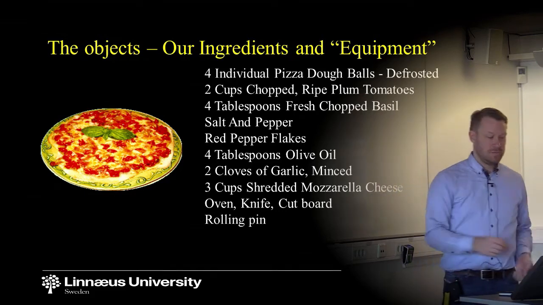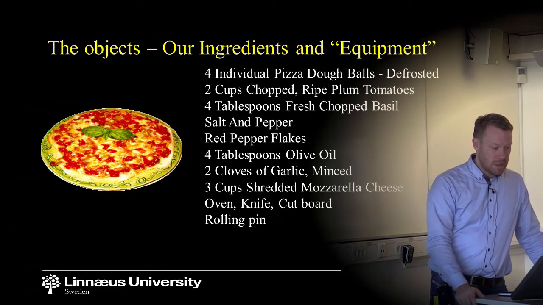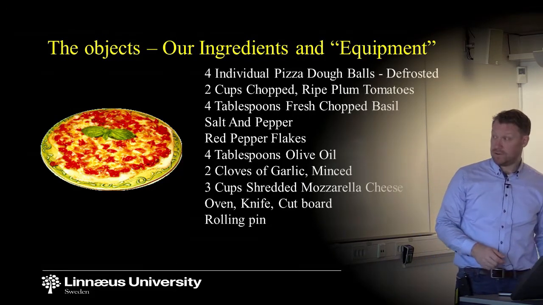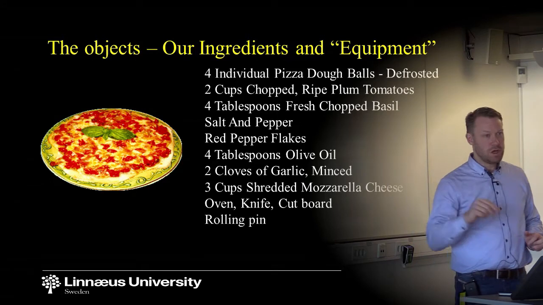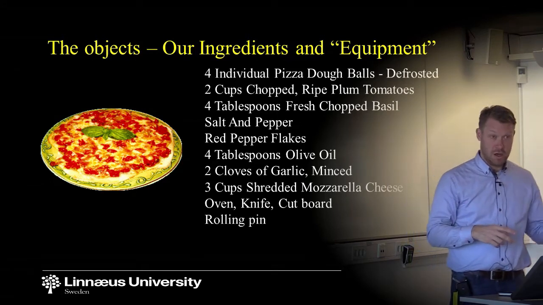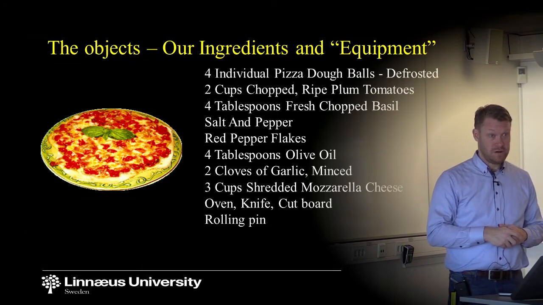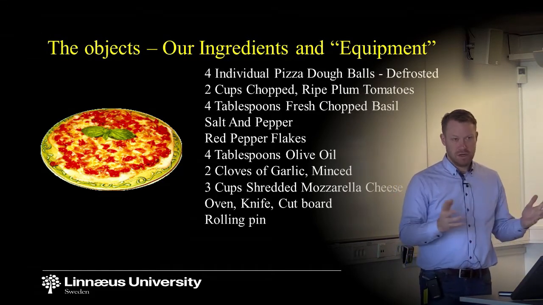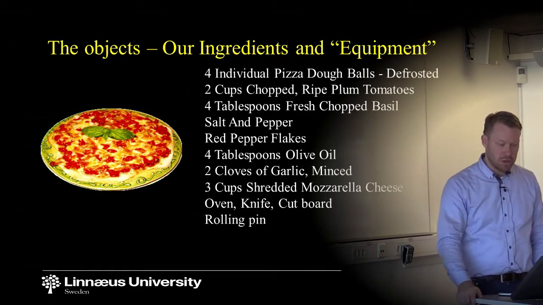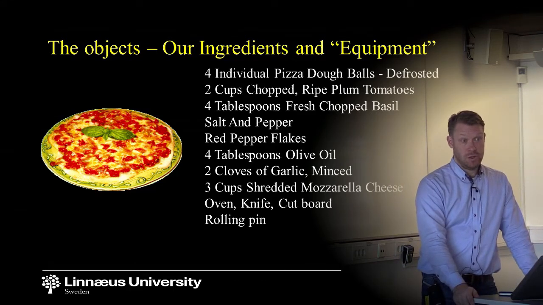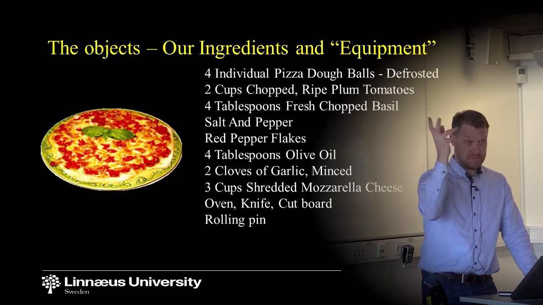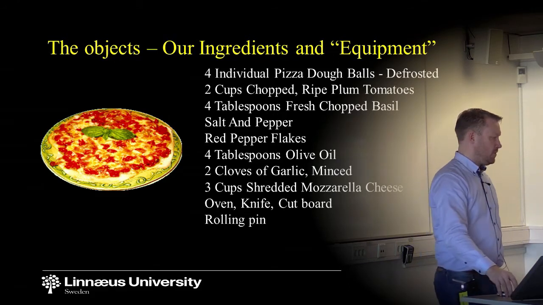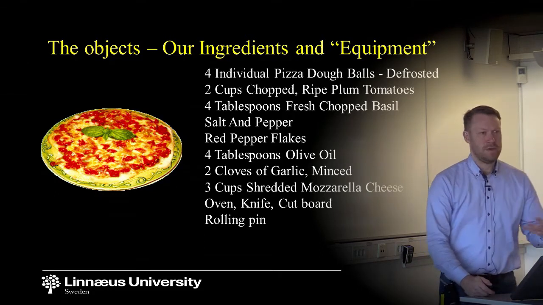Then we need some tomatoes. We need some garlic, it is here. That was important. Some cheese, and then we come to the equipment. We need an oven. Without an oven, it's doable but difficult. We need some knife for chopping and so on. Cupboard, and we need a rolling pin. We're not experts, so we need a rolling pin. Okay. So these are our objects.